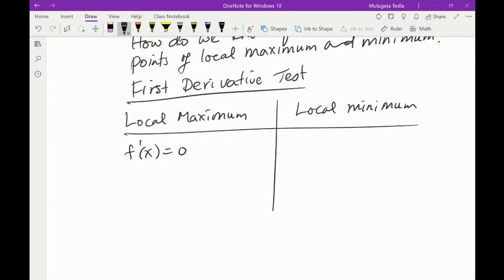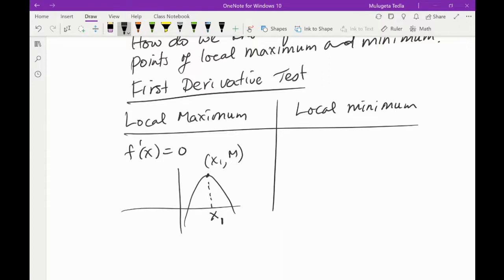Then, if it is a local maximum, you can see that it should look like this, right? Suppose this is a point that you find from here. Suppose this is x1 that you found. That point is x1 and it is a maximum. So what do we know about x1?